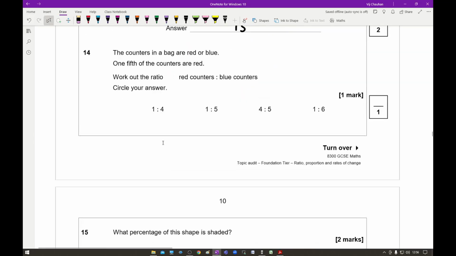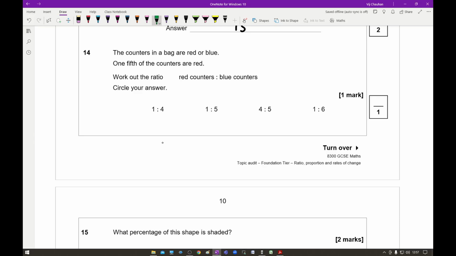Moving on to question 14, it says the counters in a bag are red or blue. 1/5 of the counters are red. Work out the ratio of red counters to blue counters. Circle your answer. Now, in terms of how fractions differ to ratios, with a ratio you're comparing one part to another. With a fraction you're comparing one part to the grand total.